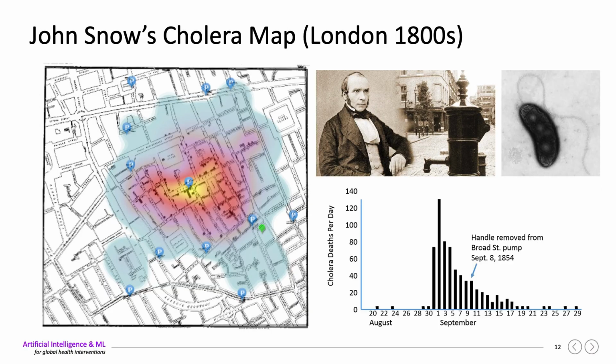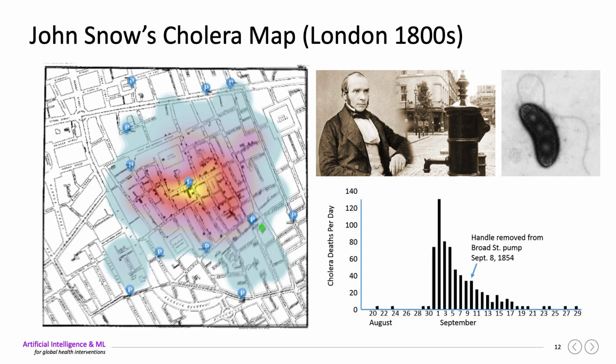This is John Snow's cholera map of London in the 1800s. The map is overlaid with a heat map of cholera deaths clustered around a central location, a portrait of John Snow, a photograph of the Broad Street water pump, the cholera bacterium, and a bar chart of cholera deaths per day. The bar chart annotation notes that the handle was removed from the Broad Street pump on September 8, 1854, after which deaths declined. This is a landmark in epidemiology.